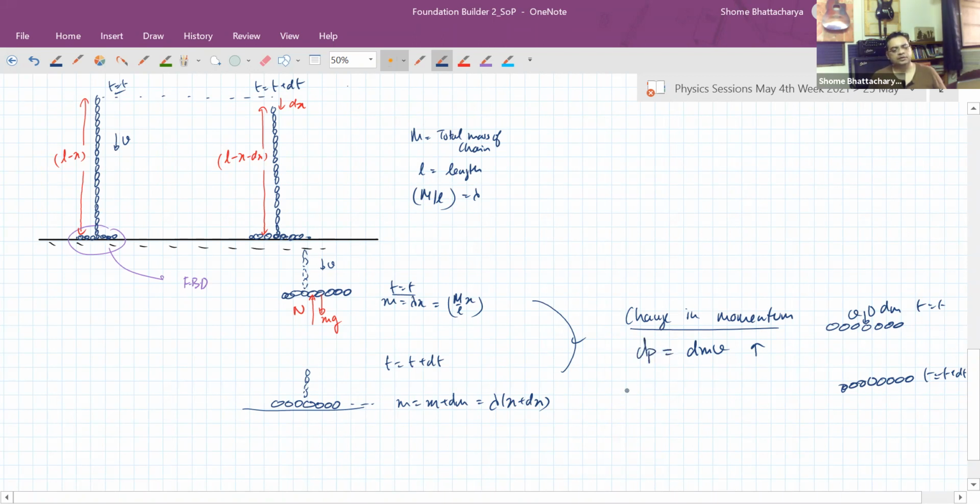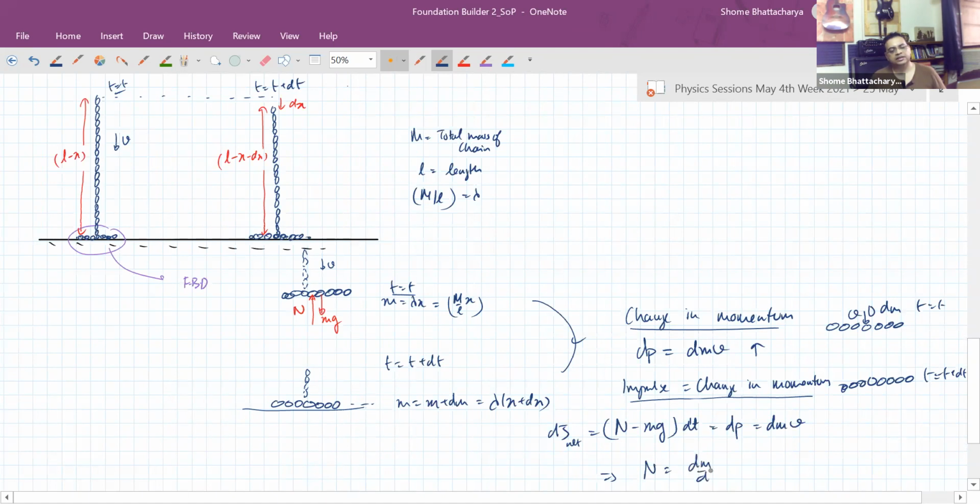Now we'll apply the impulse momentum theorem. Impulse equals change in momentum. Since the momentum is changing in the upward direction, we have to calculate impulse in the upward direction. So N minus mg is the net force, and that into time dt is the net impulse during that time. This is equal to the change in momentum, which should be equal to dm into v. So N becomes dm by dt into v plus mg.